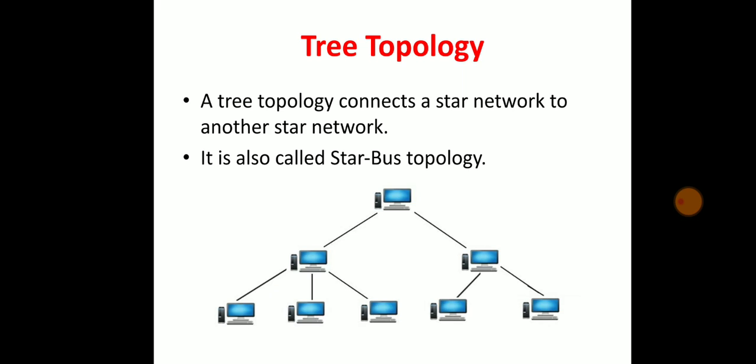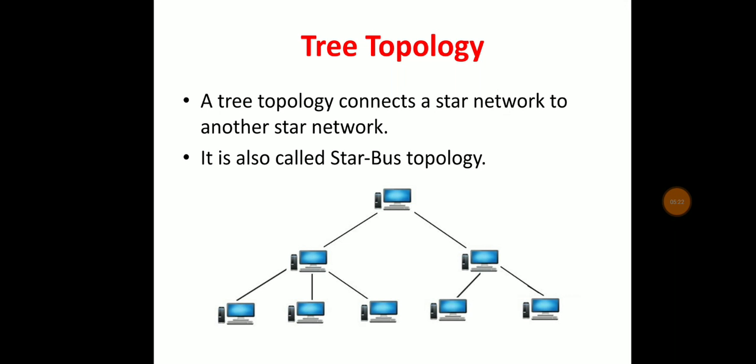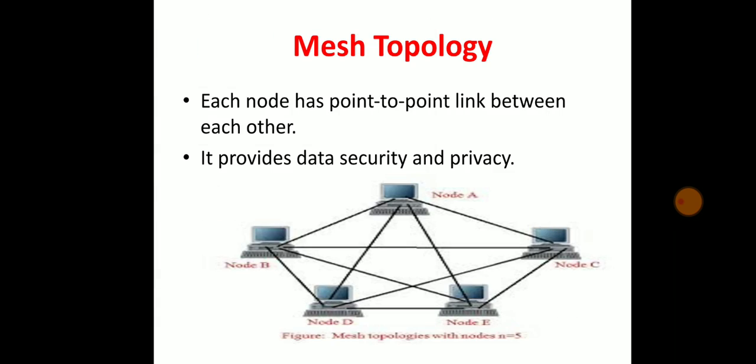Next one is the tree topology. A tree topology connects a star network to another star network. It is also called the starburst topology. This is a collection of star topologies connected to each other. So this is also known as a tree topology.